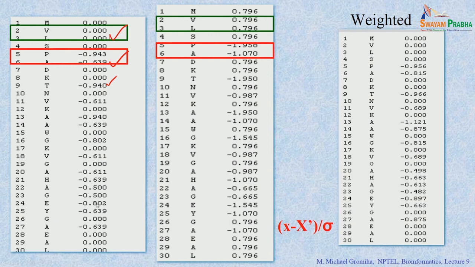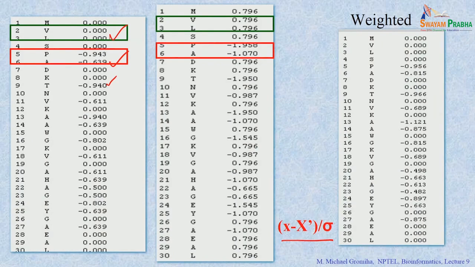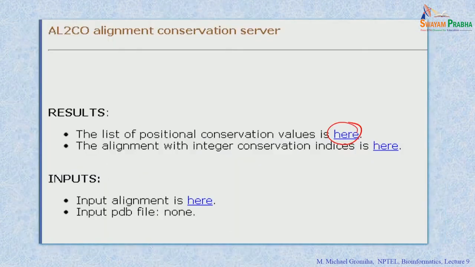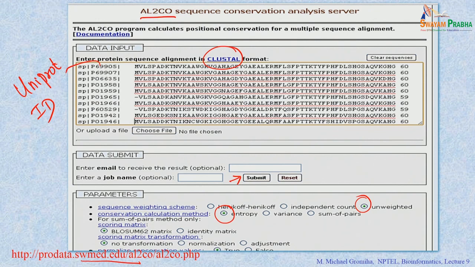You can get the numbers into a normalized form, as I discussed earlier. So, this is the normalized one. You can use this equation to normalize the scores and look at the normalized values. This is the data which we obtained with the weighted matrix. If you use the weighted method, we will get these numbers.